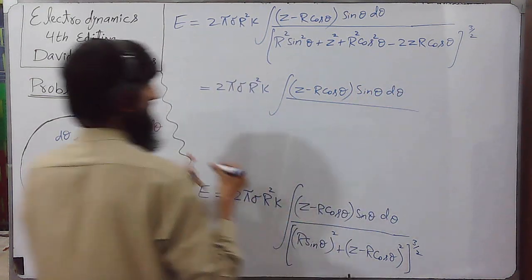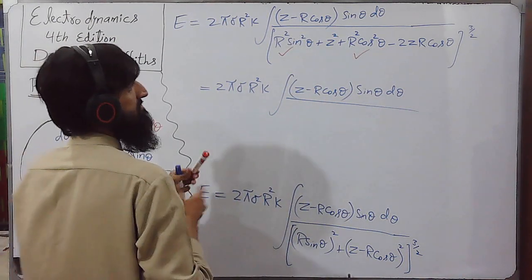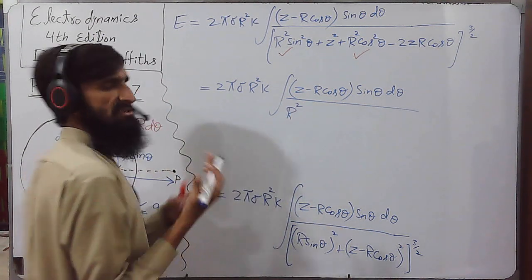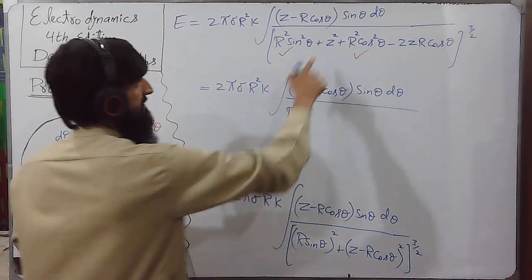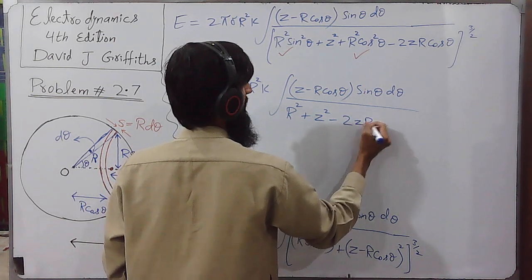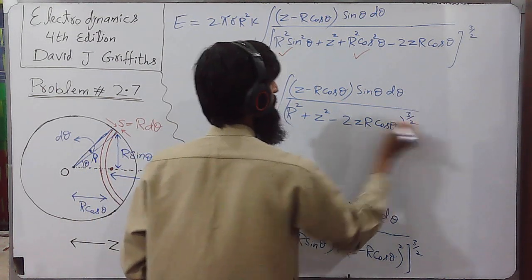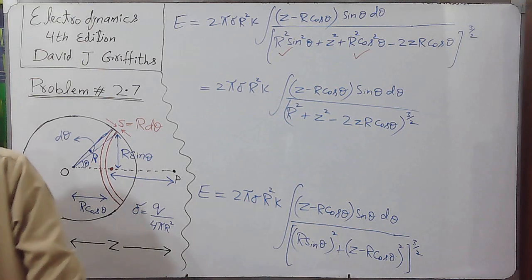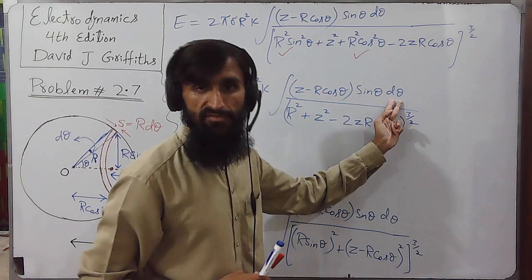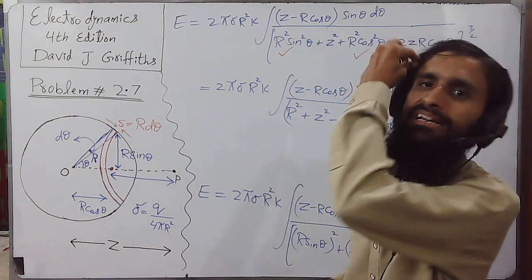In the denominator, if these two terms are combined, taking r square common, it becomes r square, because we know sine square plus cos square equals 1, plus z square written here as it is, and minus 2 z r cos theta, whole power 3 by 2 written here as it is. Now here in this case our variable is theta, so let's see what will be the limits of integration.